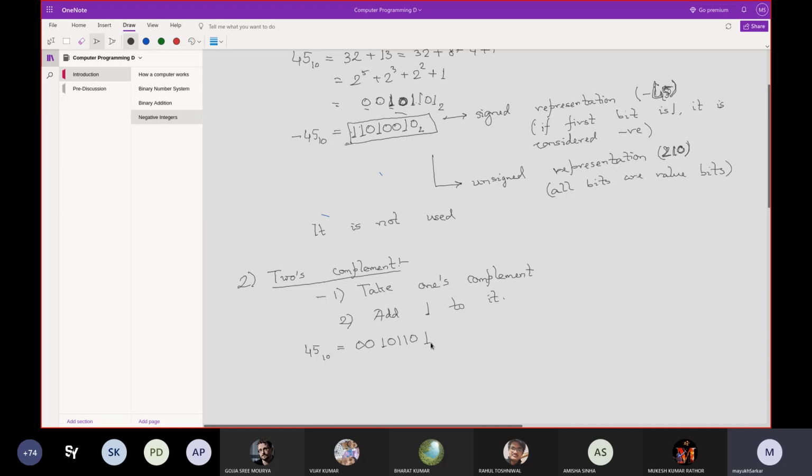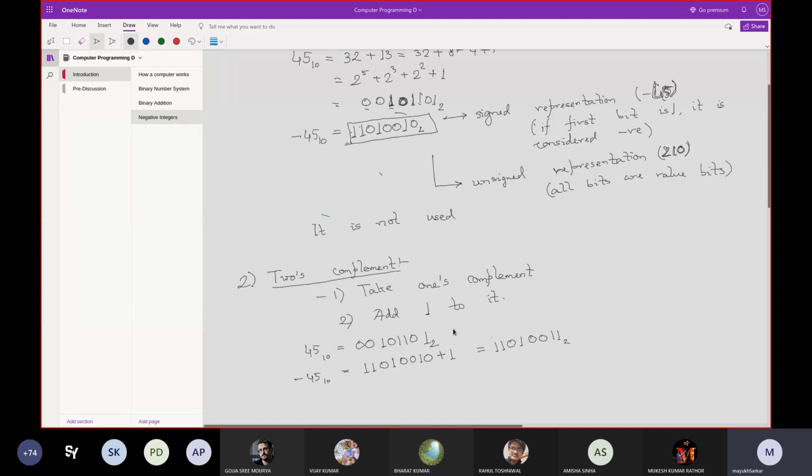As an example, 45 in decimal was 00101101, right? Minus 45 now will be, first, 1's complement. That means simply invert all the bits, so 11010010, and add 1 to it. That means 11010011. That is minus 45 in 2's complement.